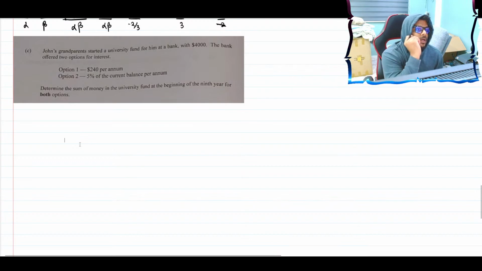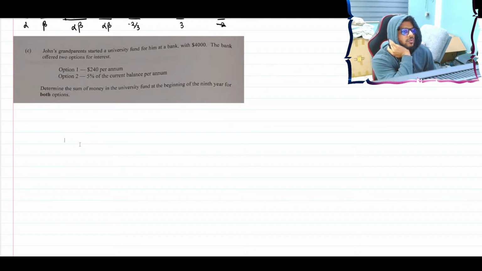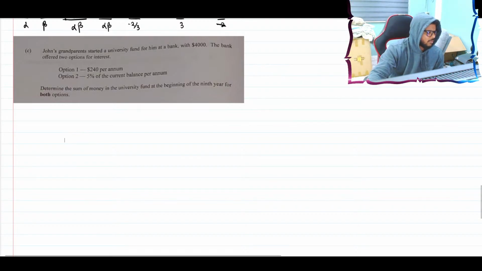Right. John's grandparents started a university fund for him at a bank with $4,000. The bank offers two options for interest. Option 1 is $240 per annum, which is $240 per year, or option 2, 5% of the current balance per year. Determine the sum of money in the university fund at the beginning of the 9th year for both options. All right, so we go ahead and do option 1, then option 2. How many marks was this? This is a 6-mark question.